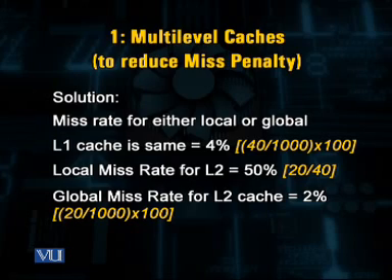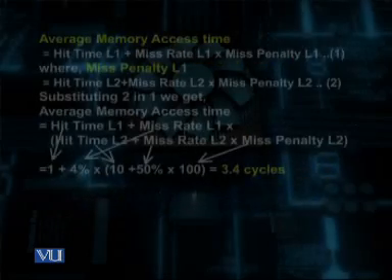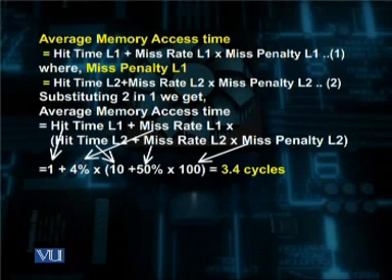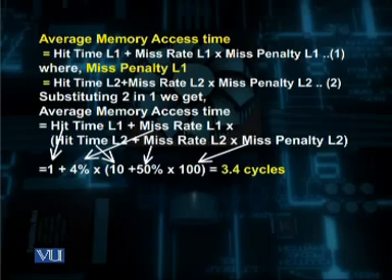We can substitute these values into the expressions for average memory access time, which we have already determined, and it results in a value for average memory access time equal to 3.4 cycles.